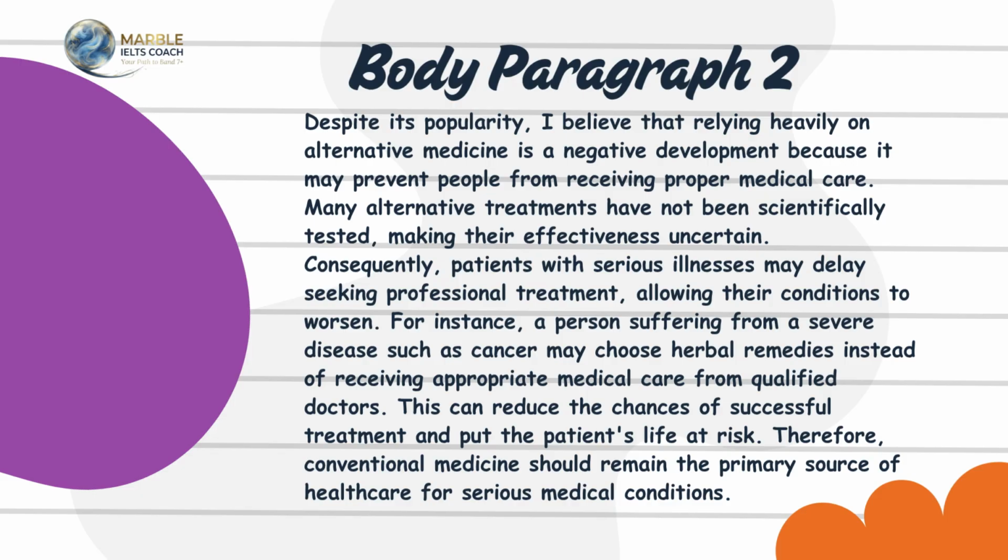Then I give my example. Remember the body 1. In body 1, I used for example. So body 2, I'm saying for instance. A person suffering from a severe disease such as cancer may choose herbal remedies instead of receiving appropriate medical care from qualified doctors. This can reduce the chances of successful treatment and put their patient's life at risk. Therefore, conventional medicine should remain the primary source of healthcare for serious medical conditions. So that marks my body 2 paragraph.